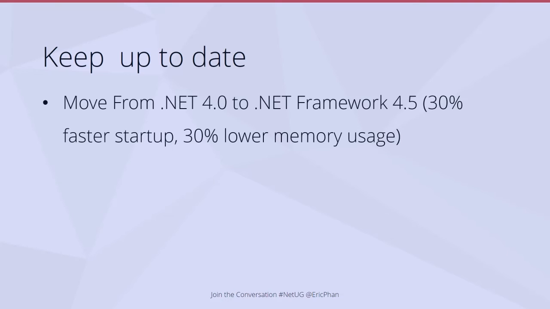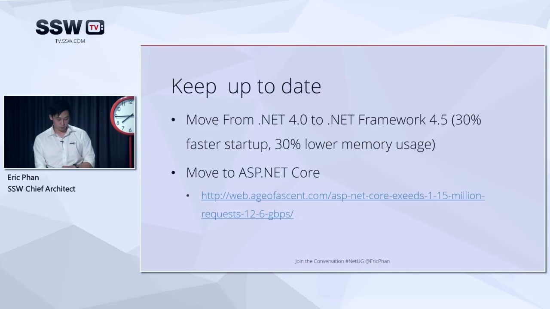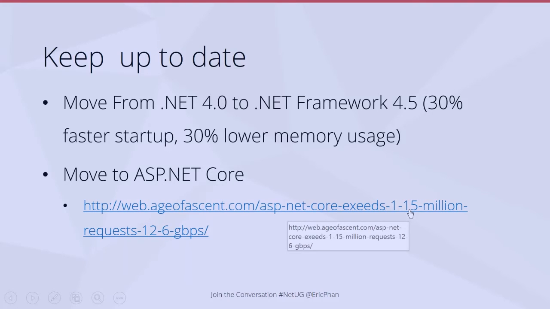Okay, other things is to keep up to date with the latest framework. So if you're moving from .NET 4 to 4.5, you get a free 30% performance improvement on startup and 30% lower memory usage. Or if you move to ASP.NET Core, .NET Core is super lightweight, super quick, and there's a post here on it reaching 15 million requests per second. It's super duper quick. So I'll go to that and you can see where the full .NET framework sits in terms of that graph.